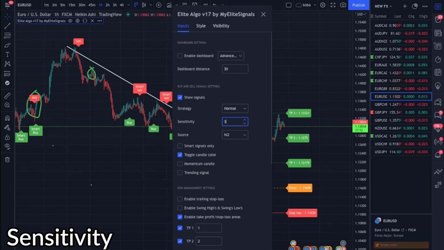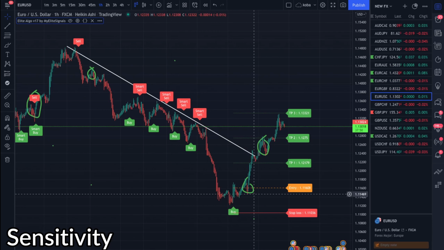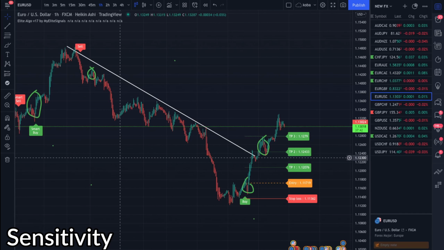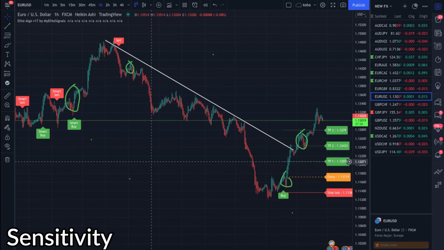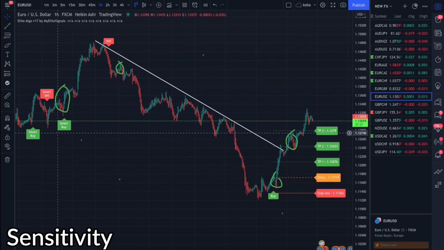So let's try 3 and see exactly how that looks like. Boom. So we can see, okay, with a 3 sensitivity, this chart looks not too bad, guys. We have a good signal here. The smart sell wasn't that great, but then it was followed by a very good smart buy, and then a very good sell and a very good buy. For this chart, this sensitivity will work as well, right?